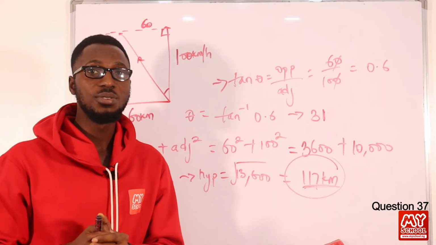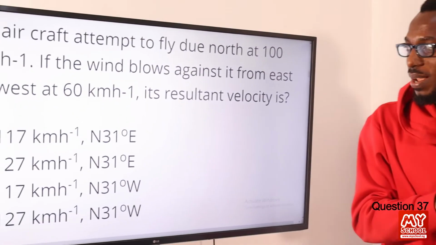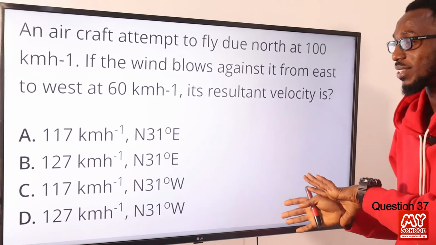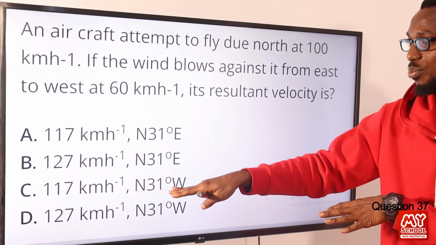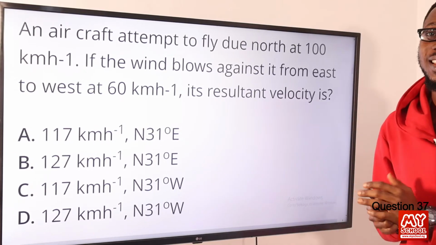So let's go back to the screen to pin that down. We have 117 kilometers per hour, and it's between north and west. So that is where we have option C. So option C is very correct.